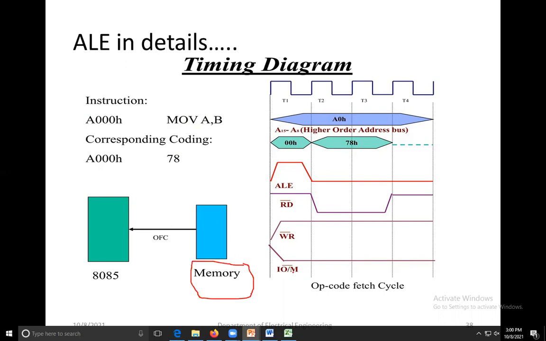So you have to use IO/memory bar. The meaning of memory bar is that you have to keep it low to work with the memory of your 8085. If you are taking data from an input peripheral device, then this pin should be high. So we use the memory-low function. This is how ALE works. Our aim is to understand how ALE works. Okay, we have to stop here.